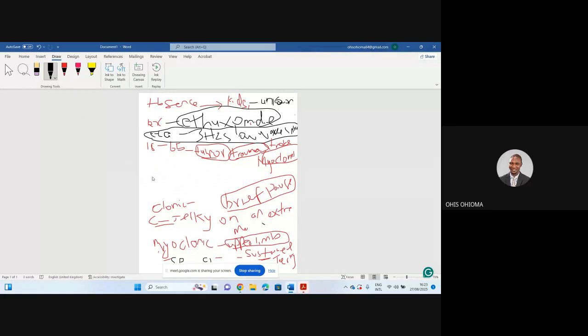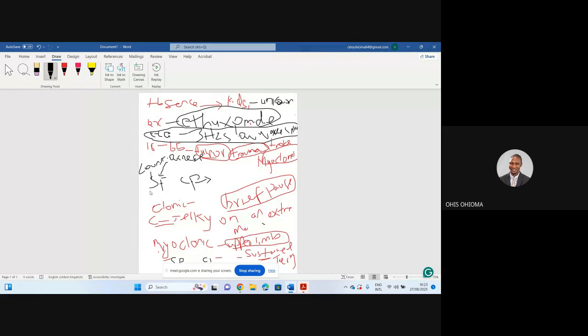Okay, so like I said, we have two types of focal seizures, basically. We have the simple partial or simple focal, and then we have the complex partial or complex focal. In the simple focal, the primary thing you need to know is that the consciousness is intact. The patient doesn't lose consciousness. So when the patient has a seizure, he's aware of his surrounding environment.